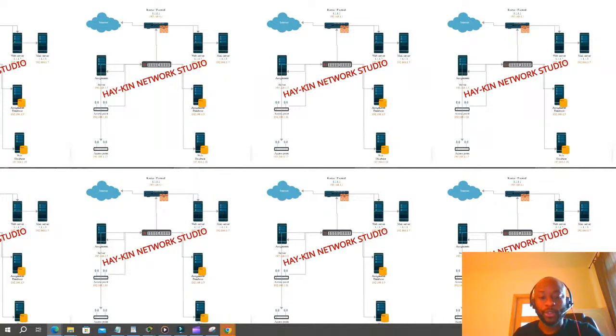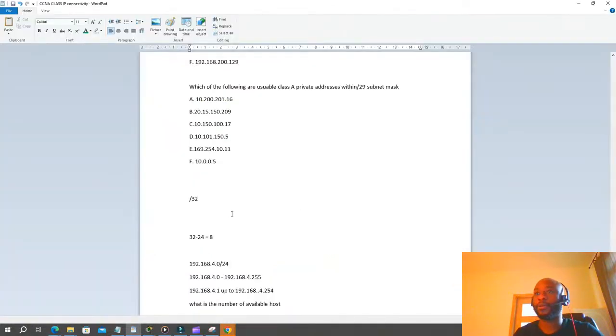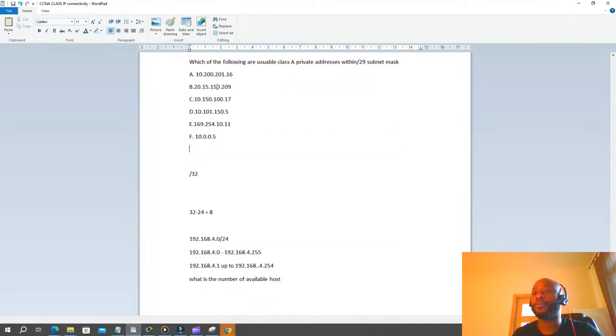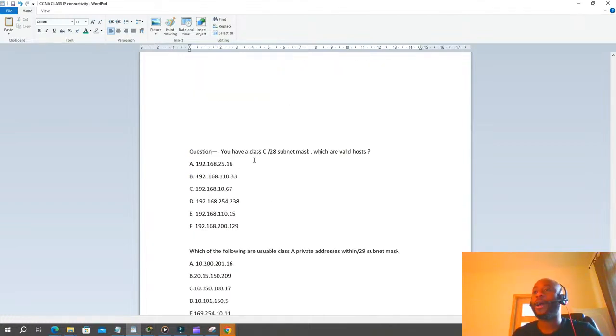Good. So this is what we're gonna be talking about. This one. And I will also be doing some calculations on this page as well. So this is the question, right? You have a class C slash 28 subnet mask, which are valid hosts?